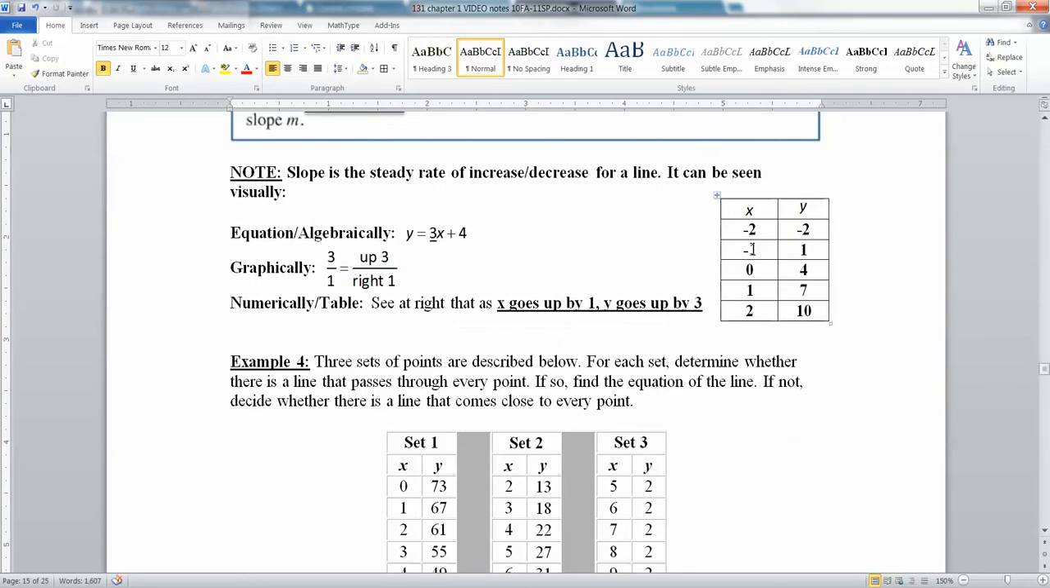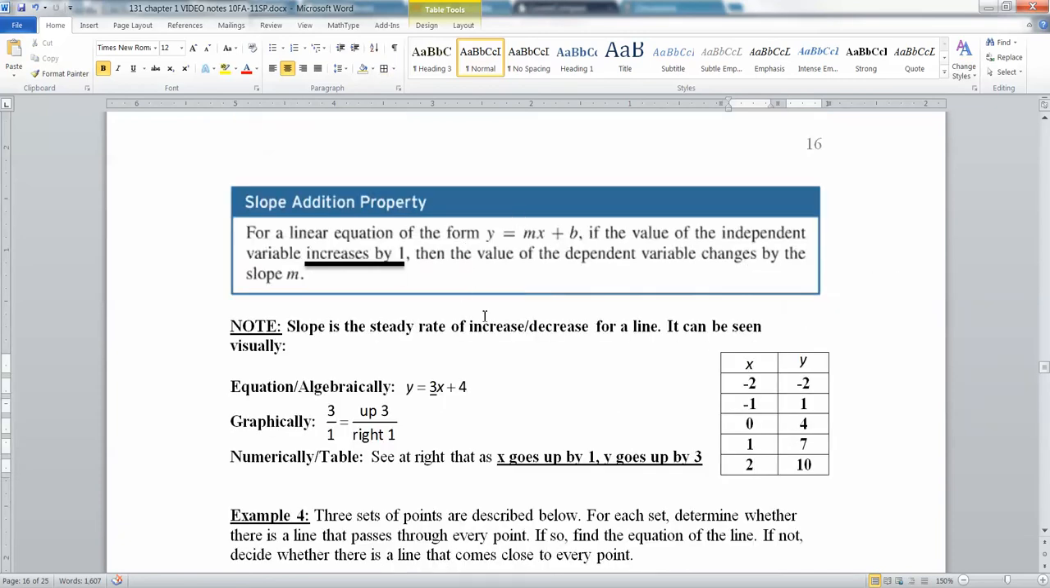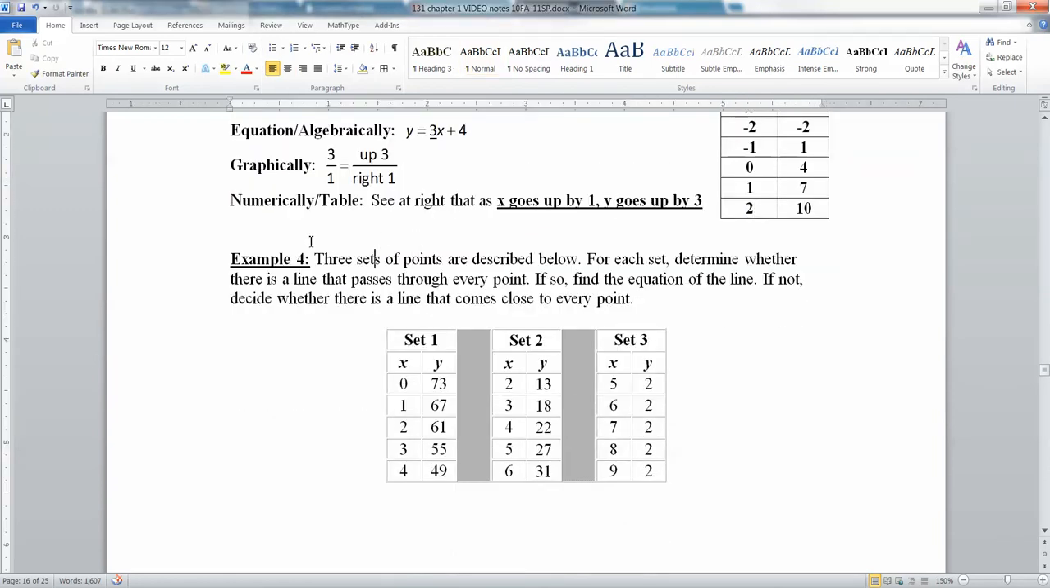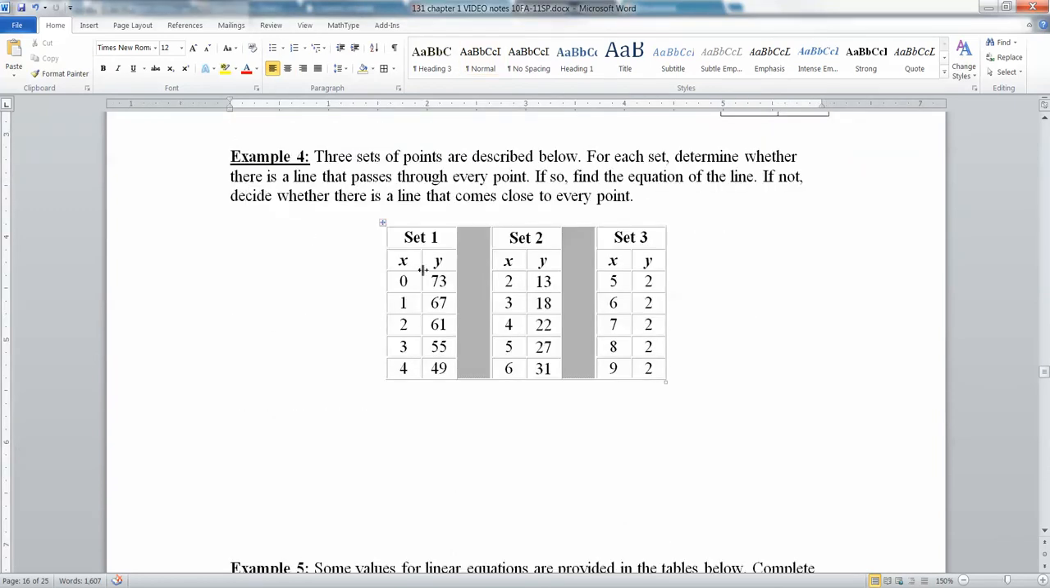But if you made a table instead, then you could still see it. As x goes up by 1, the y goes up by 3. Right? And that's what this little table up here is getting at, this little box. All right, now we're going to use that to help us figure out whether these equations are the equations of lines. Because if they are lines, then we should be seeing that pattern.